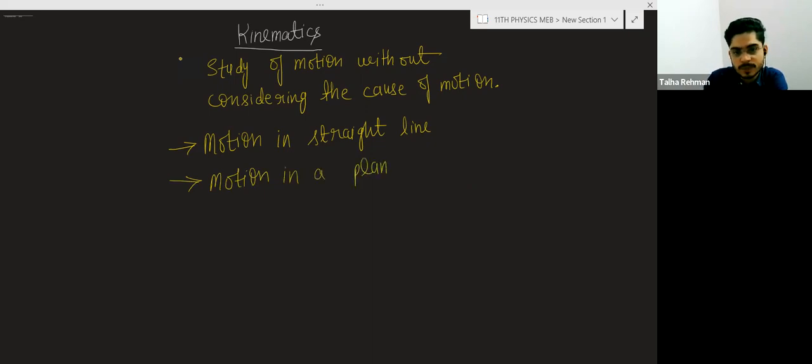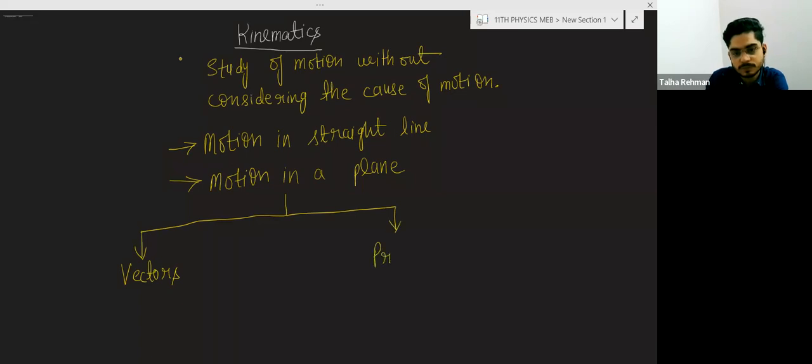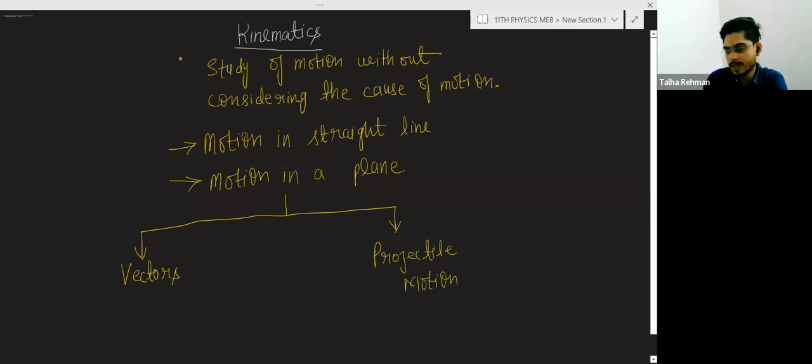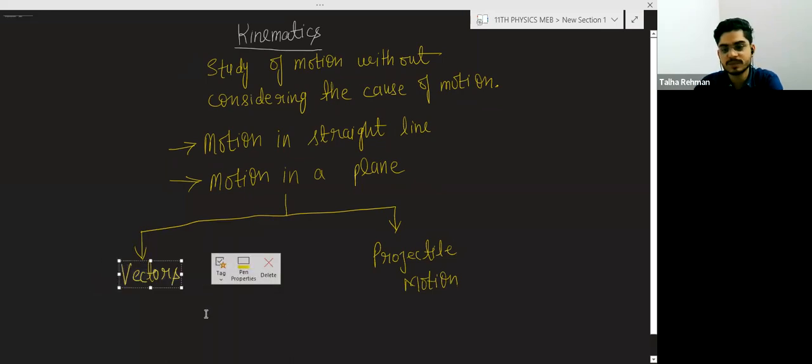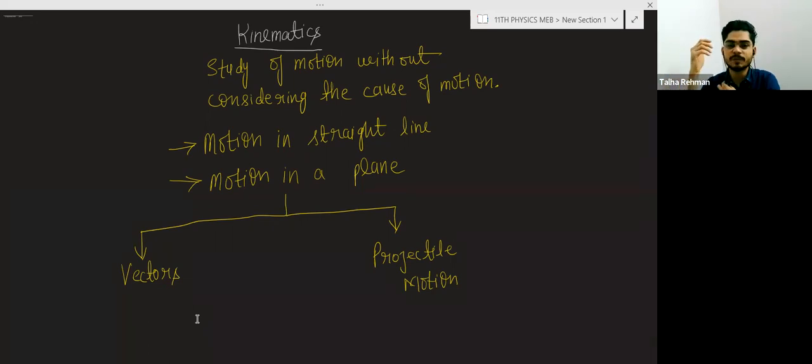This motion in a plane is divided into two parts. The first part is vectors and the other is projectile motion. And believe me, vectors is one of the most important chapters throughout physics, not only of 11th but of 12th also. In 12th also, vectors is an important part.